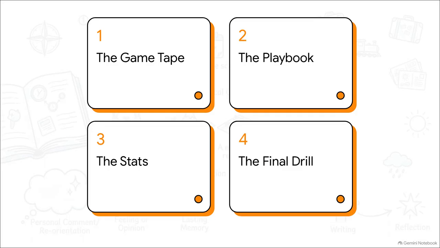To become masters of this, here is our game plan for The Explainer. Number 1, the game tape, where we look at the story itself. Number 2, the playbook, where we break down the structure. Number 3, the stats, checking out the language rules. And number 4, the final drill, a quick quiz to wrap it all up.